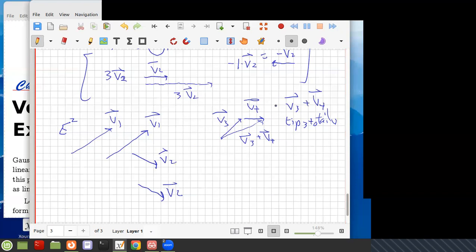Okay? And you can see that you get all kinds of stuff going on, as V4 can be in different directions. And you have some geometry here.